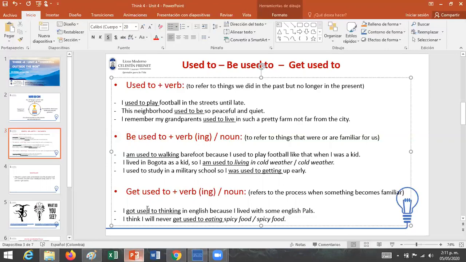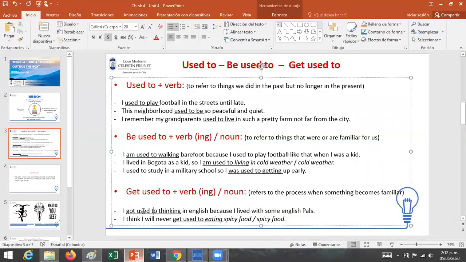Okay, for example, the first sentence. I got used to thinking in English because I lived with some English Poles. ¿Qué traduce esa frase? Yo, ¿me qué? Estoy acostumbrado a pensar en inglés. No, ¿sí ves? Ahí está la confusión. Exacto. No se confundan con estar acostumbrado, este es acostumbrarse. Entonces, si esto es acostumbrarme.